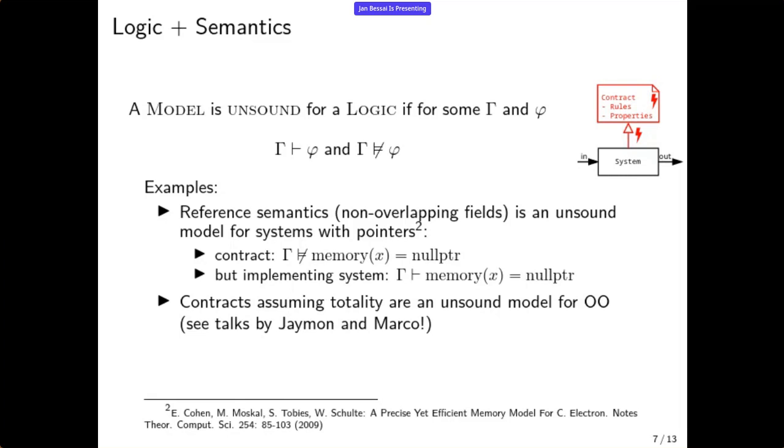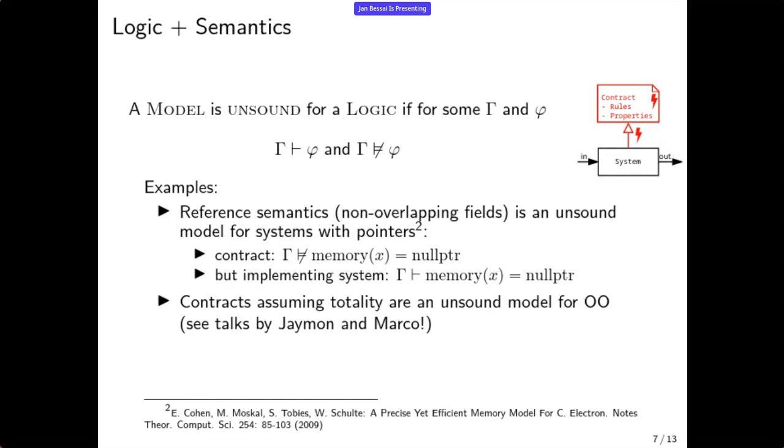We say a model is unsound for some logic if there exists an environment gamma and a formula phi such that phi is validated in gamma. However, once we do the interpretation into some other domain or into our model, then the interpreted formula no longer holds in the interpreted environment. And examples for these are pretty abundant, and we will also see some today.